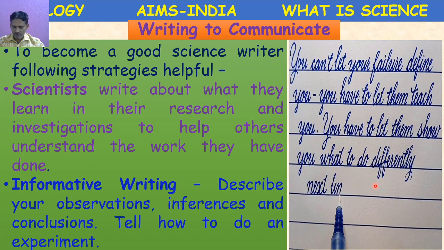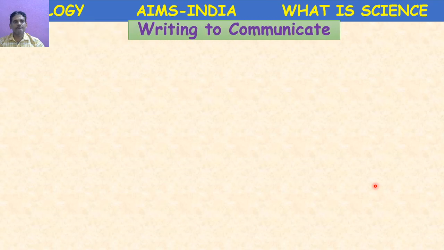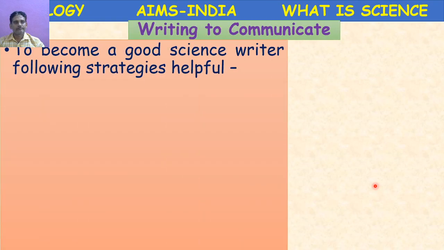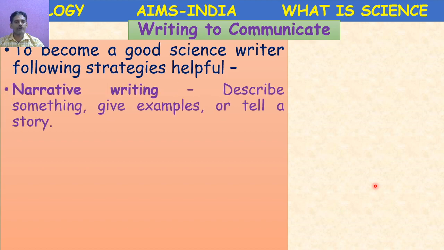Okay. Next type of writing. To become a good science writer, the following strategies you have to follow. What is the second strategy? Narrative writing. Narration.